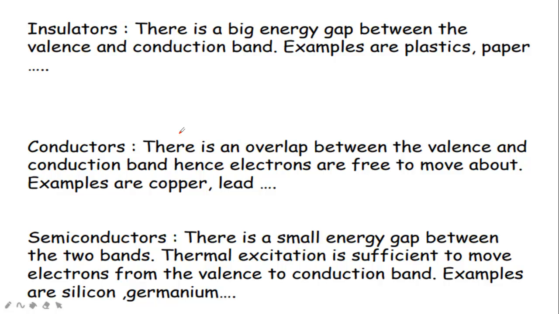Let me read out. Insulators: there is a big energy gap between the valence and conduction band. Examples are plastics, paper, wood, etc. Conductors: there is an overlap between the valence and conduction band, hence electrons are free to move about. Examples are copper, lead, silver, etc. And semiconductors: there is a small energy gap between the two bands. Thermal excitation is sufficient to move electrons from the valence to the conduction band. Examples are silicon, germanium, etc.